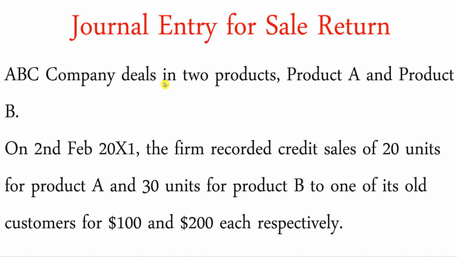ABC company purchases and sells two products, product A and product B. On 2nd February year 2081, the firm records credit sale of 20 units for product A and 30 units for product B. We sold to customers at $100 for product A and $200 for product B.